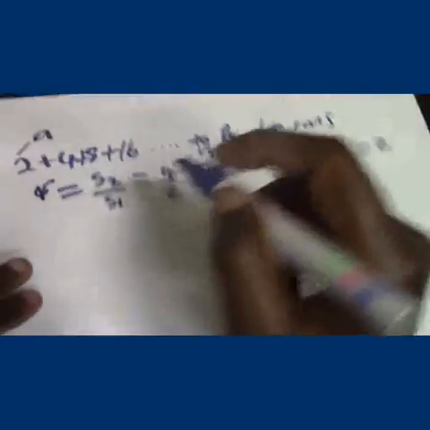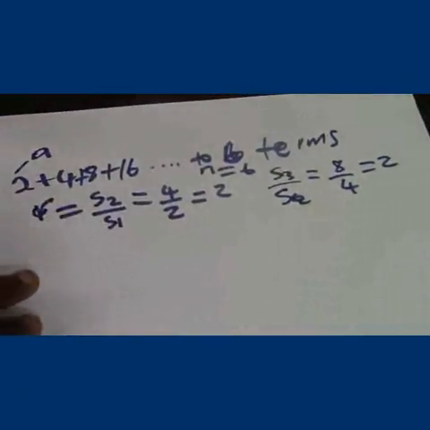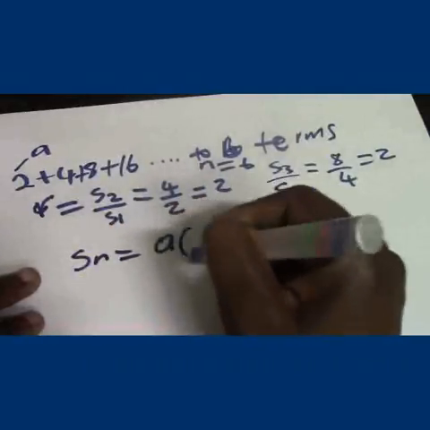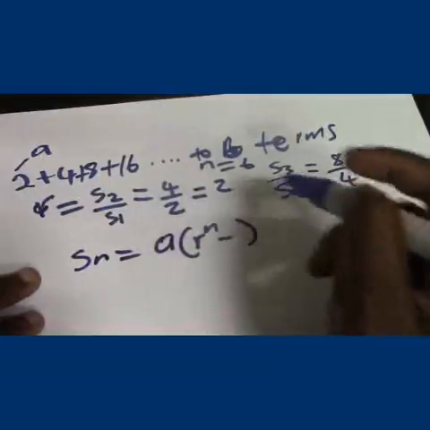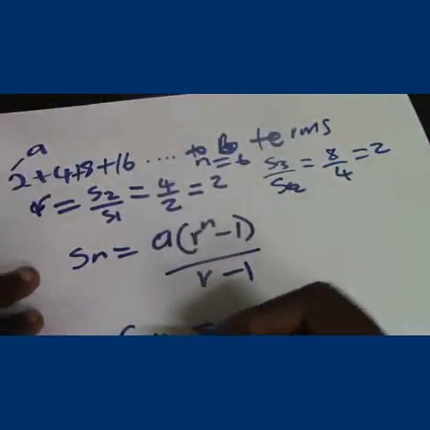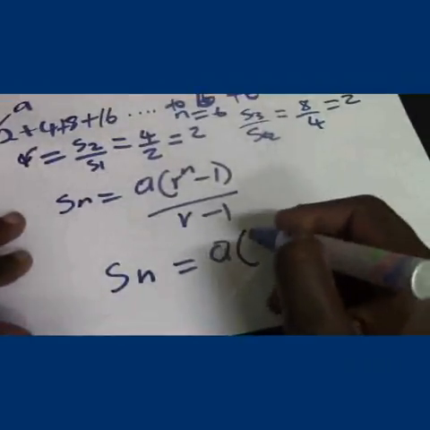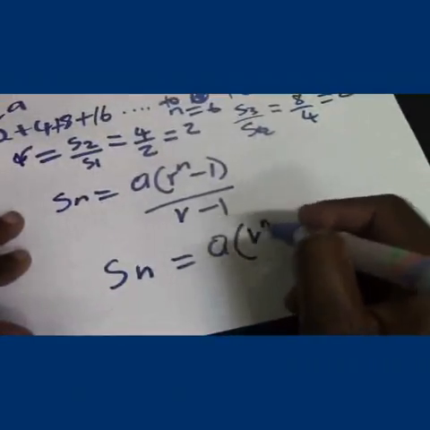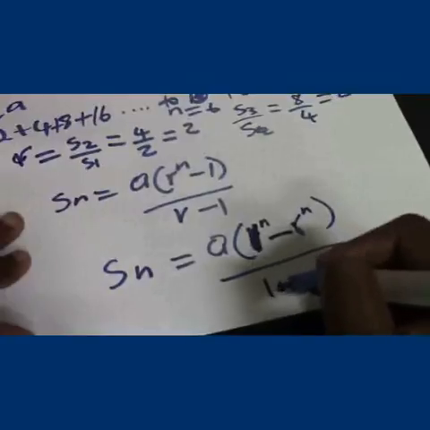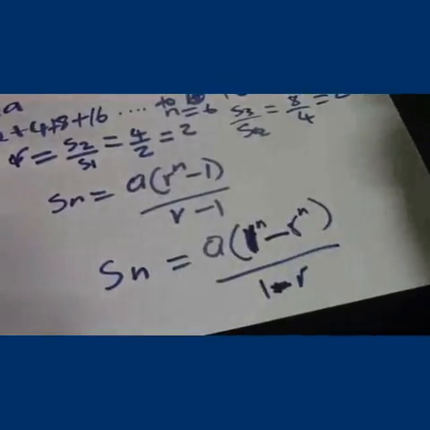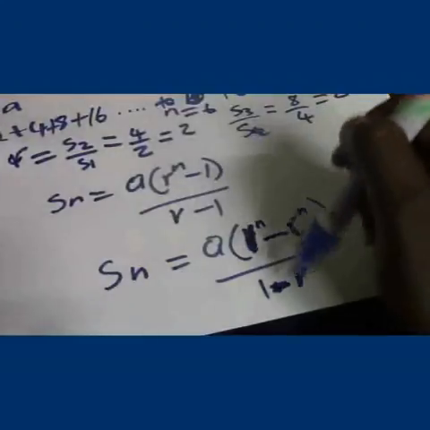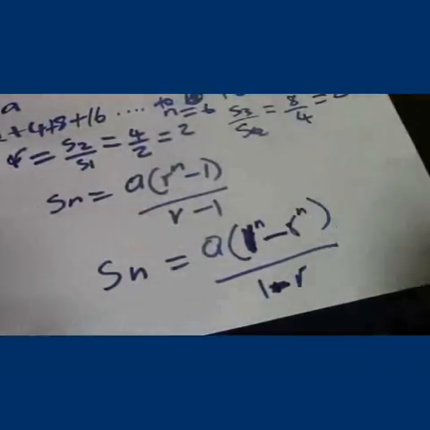Okay. So the formula here: Sn is equal to a(r^n minus 1) over r minus 1, and Sn is equal to a(1 minus r^n) over 1 minus r. You see, so the answers are the same, the difference is this first one you use when your r is greater than 1, and this one you use when your r is less than 1.